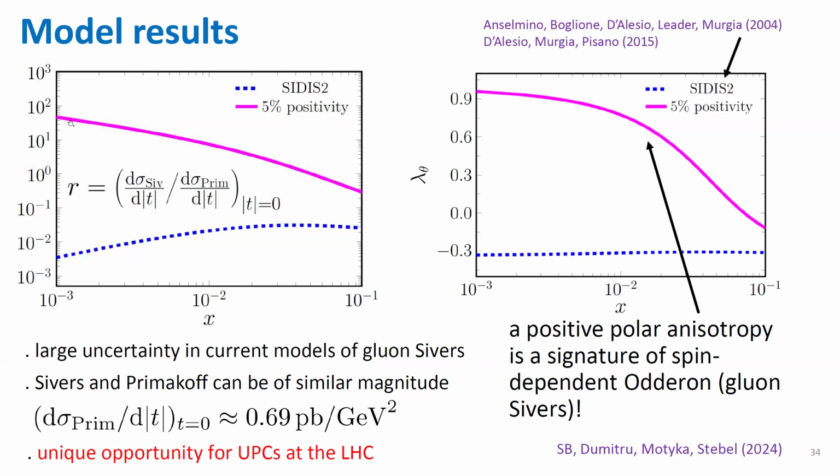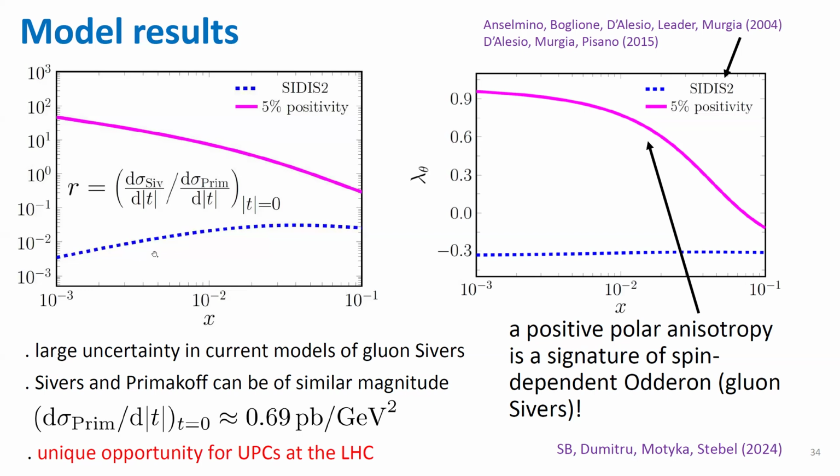So for example, in this 5% model, the ratio is almost 100. It can be 30 or so. This is a logarithmic scale. So it means, in principle, this process could give some constraint on the Gluon-Sivers function. And this is interesting not only in the context of the EIC, but also in the context of LHC, because this is an opportunity for the UPCs, because it's almost photoproduction limit, and also because you don't have to polarize the proton.